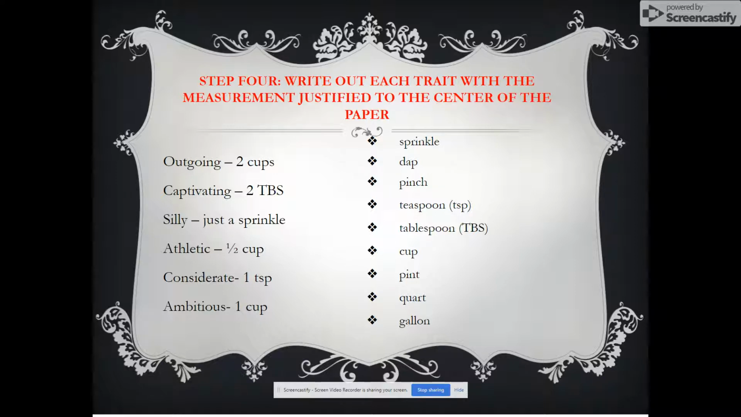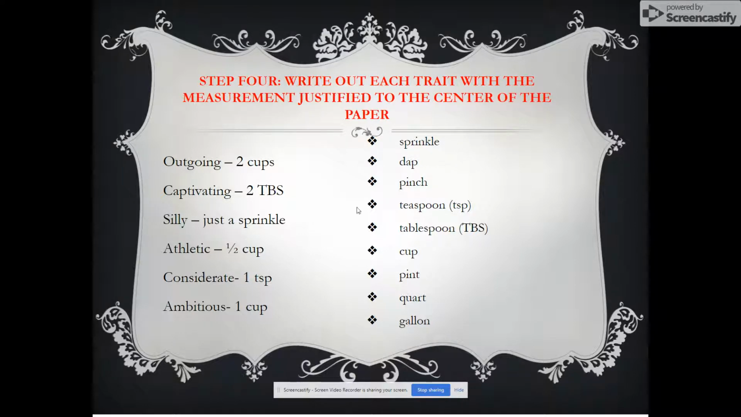And of course, like any recipe, they need to be justified or they need to be in the center of the page. A recipe card has the ingredients listed at the top in the center. So for example, the center of my son's page would have outgoing is 2 cups. Remember, that's what he was the most of. Captivating is only 2 tablespoons. He has silly, but just a sprinkle. Athletic is half a cup. Considerate is a teaspoon. And his ambition is 1 cup.